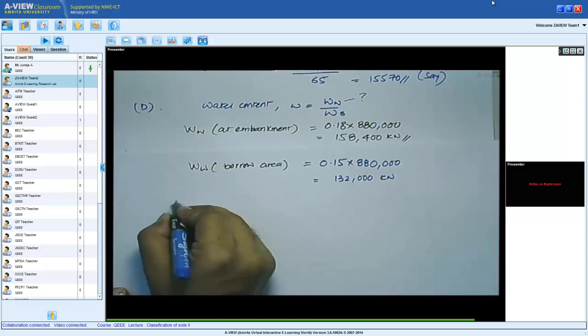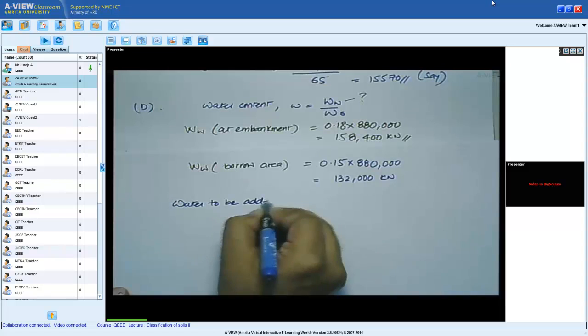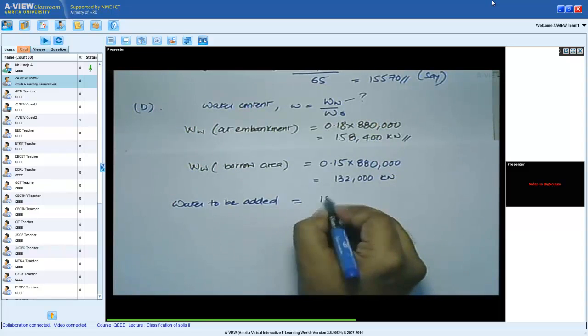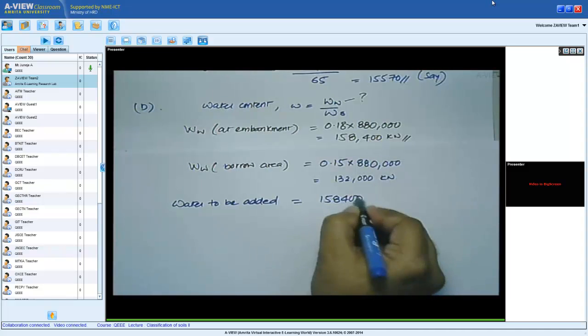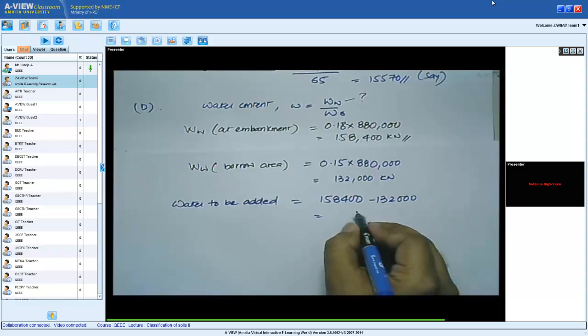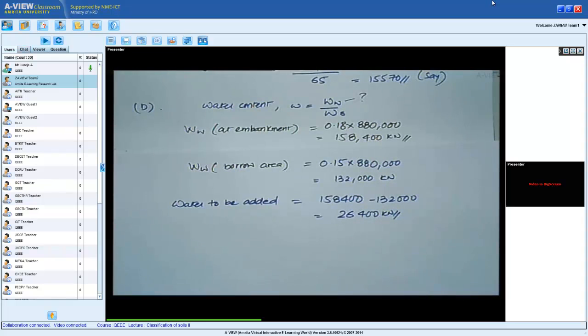So the difference is the weight of water which we require. Water to be added equals 158,400 minus 132,000, which gives a number of 26,400 kilonewton. Okay, please verify this.